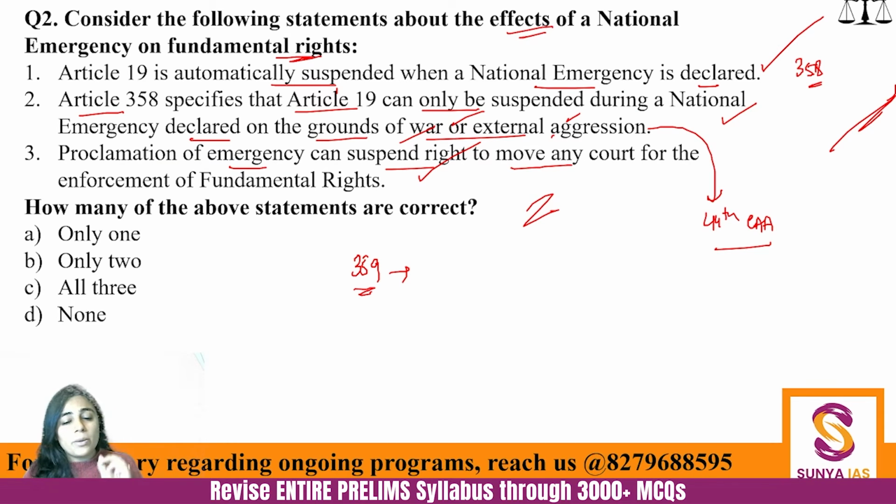Then the third statement is also correct, and this is actually written in Article 359, that if there is proclamation of emergency, then the president can enforce an order which says that these fundamental rights are not going to be available to any of you. Now please understand, this can be a little complicated. See, in 358, there is automatic suspension, right? Please write down with me.